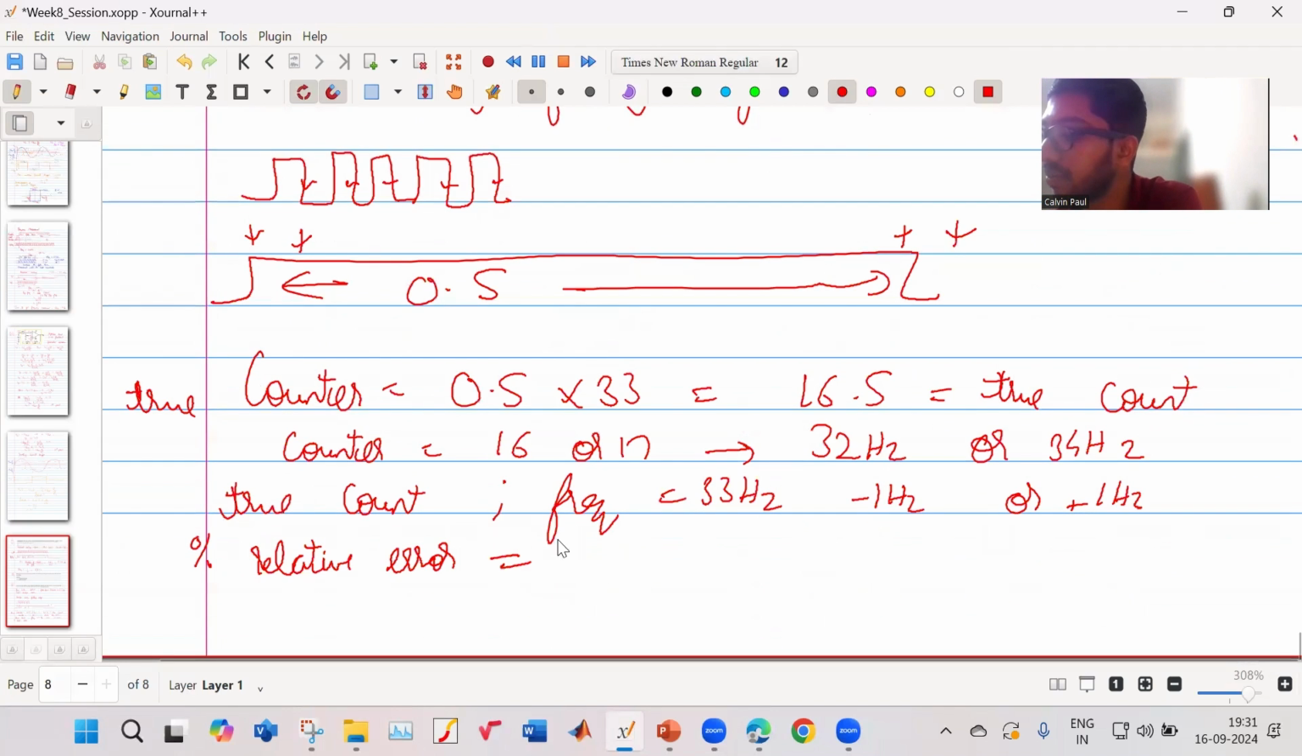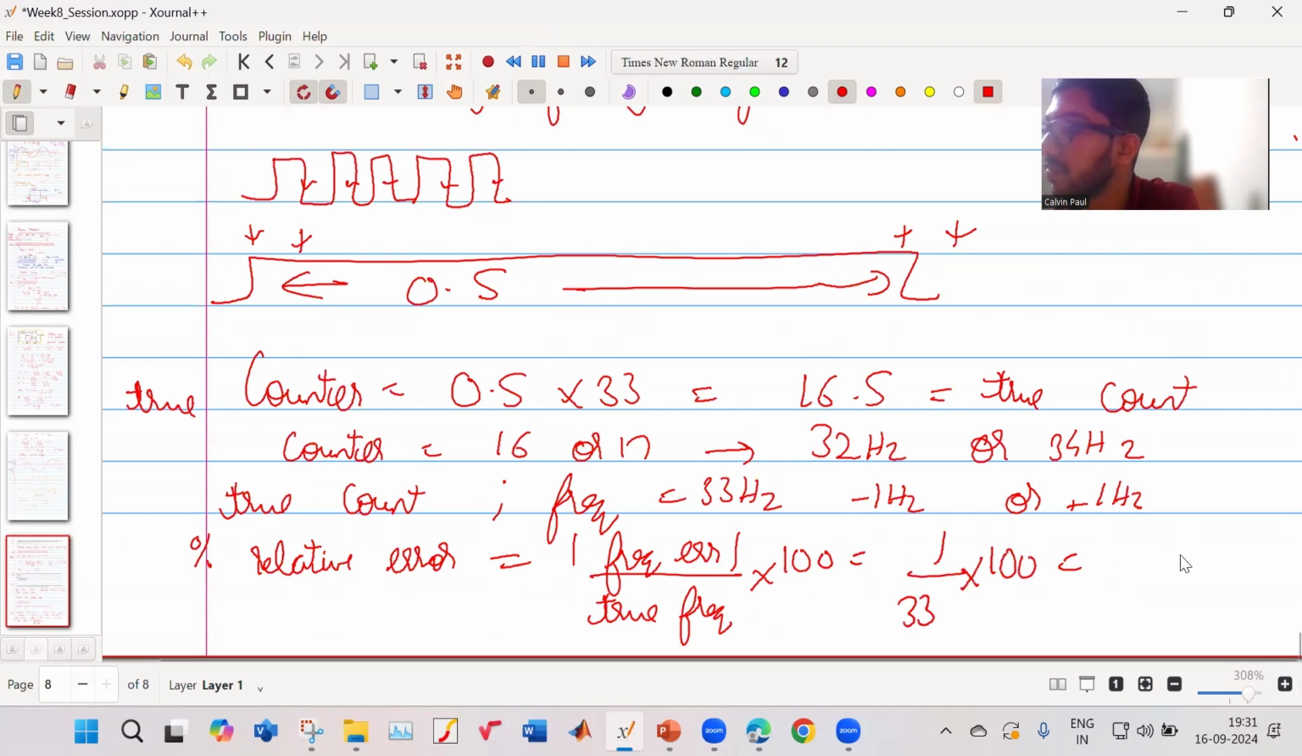So we will take the mod of the frequency error divided by the true frequency, times 100. So that is 1 upon 33 into 100. That is 3.03%.